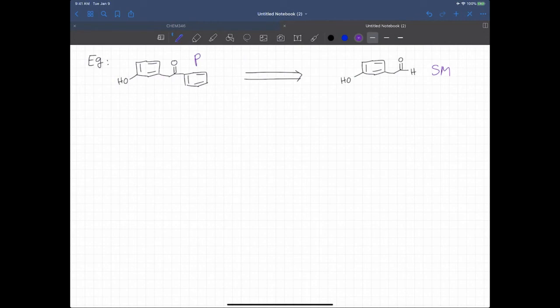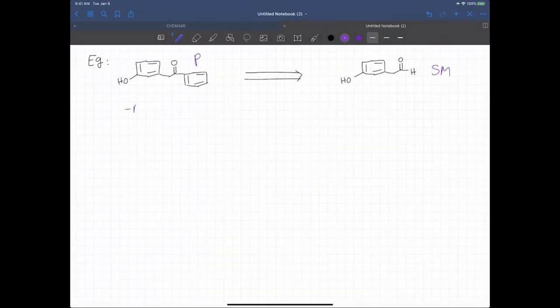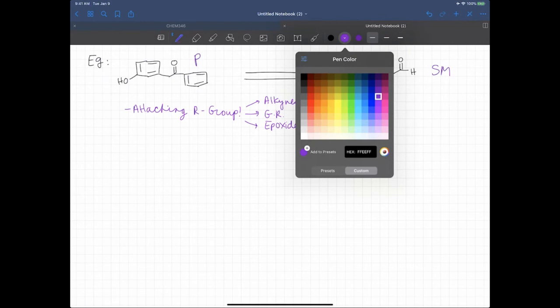So what are some of your thought processes here? You have an R group, but there are many ways that you can attach an R group now. You have alkynes, you have Grignard reactions, and you have epoxides. So we have to figure out which one we're going to use. Based on our end product, it will give us a clue to what really happens.